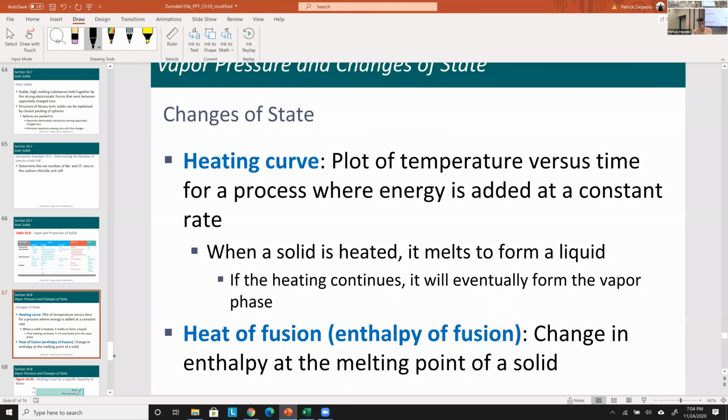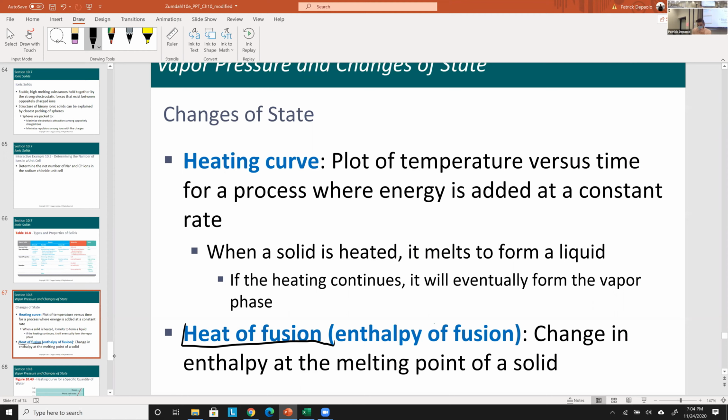Okay, so the last thing that's important, and it's super cool, is the heating curve. We should all have an idea of the heating curve because we know what happens when you heat something up. You increase the speed of the molecules, which increases their degrees of freedom, which in turn goes from solid to liquid to gas. And then you have the heat of fusion. That might be a new word.